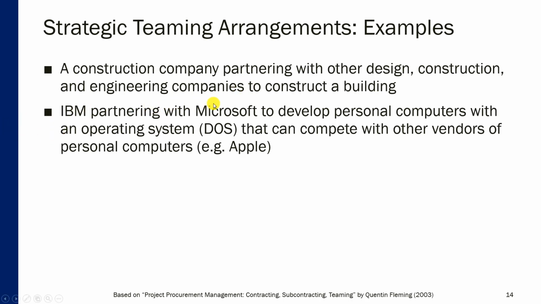Or IBM partnering with Microsoft to develop personal computers with an operating system, DOS, that could compete with other vendors of personal computers, such as Apple, which was the biggest threat to IBM's business at that time. There's a great movie on this topic that shows how this partnership was created and why it turned out to be such a success for Microsoft. The movie is called Pirates of the Silicon Valley. And you get the sense from this movie that IBM didn't view Microsoft, which was like a 5-person company based in a hotel somewhere in Albuquerque, New Mexico.